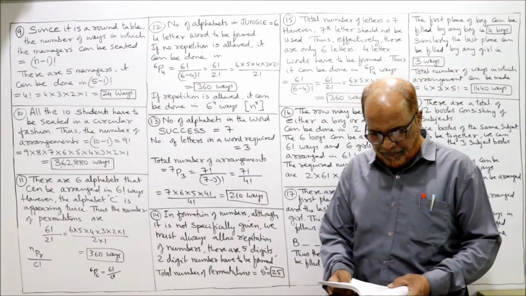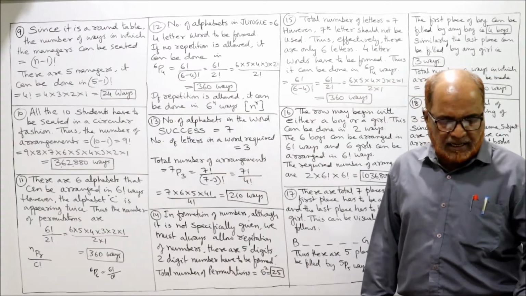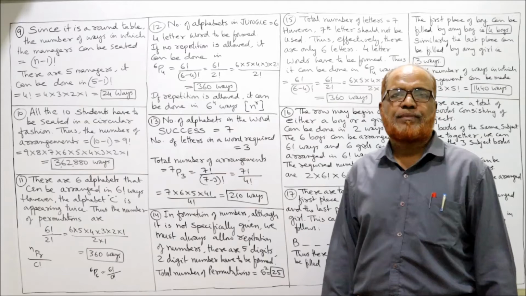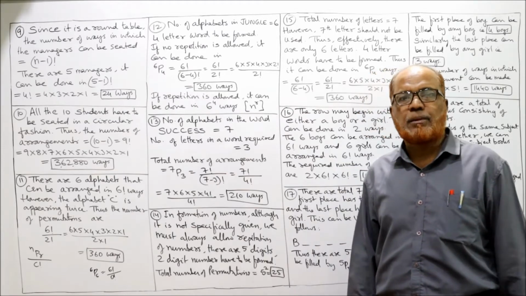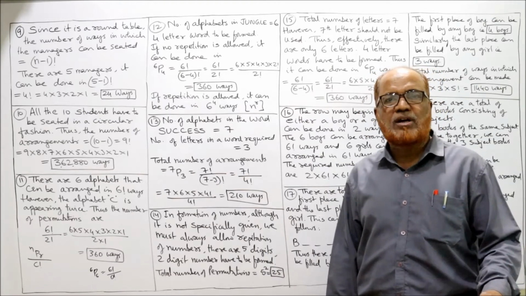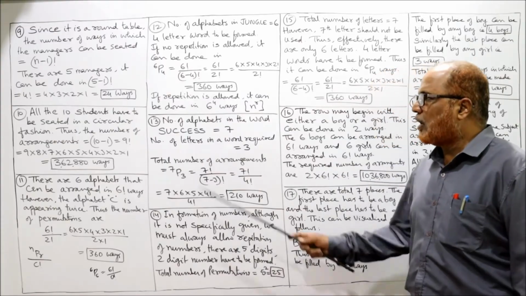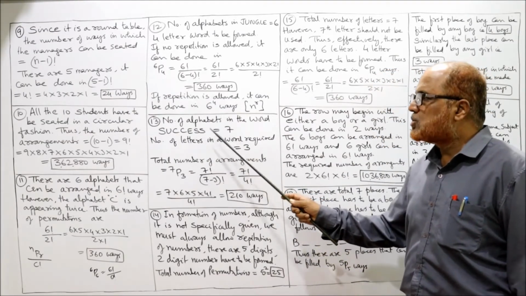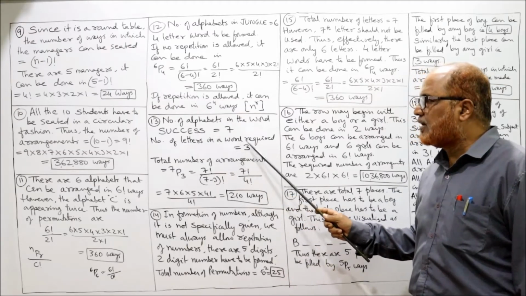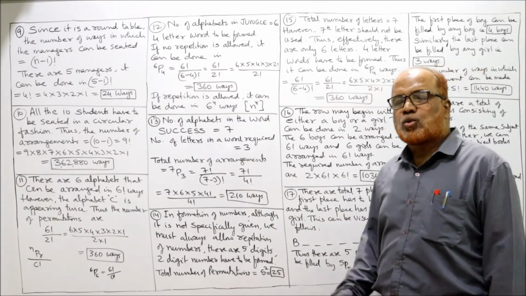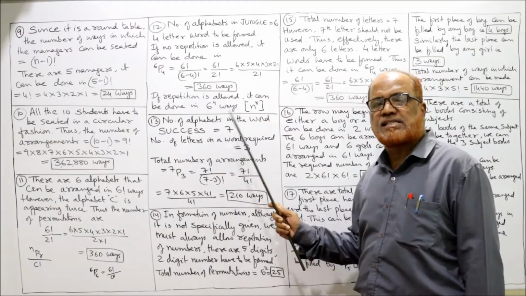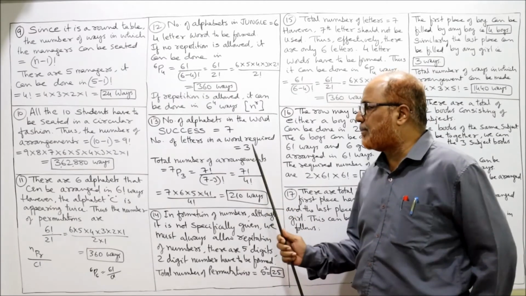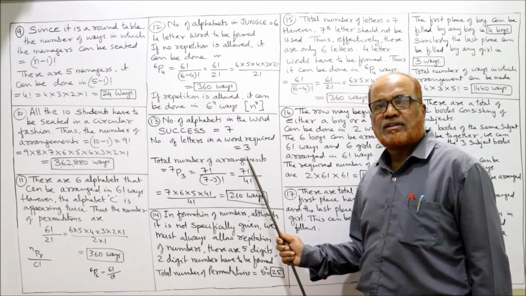Next, 13th problem. How many 3-letter word can be formed from the alphabets forming the word success? How many 3-letter word can be formed by using the word success? Now, number of alphabets in the success is 7. Right? So, number of letters in a word required is 3. And a total number of alphabets in the word success is 7. And we are going to make a word of 3 alphabets.